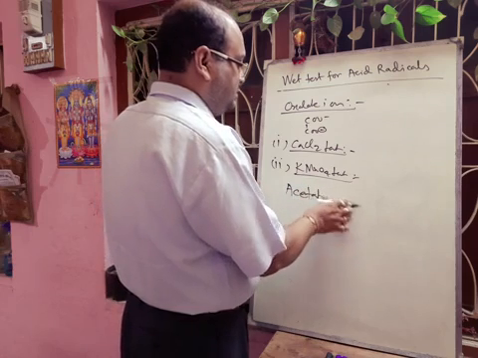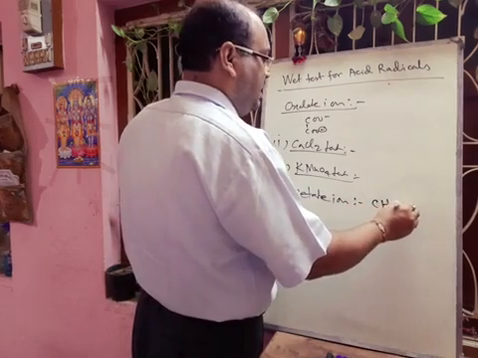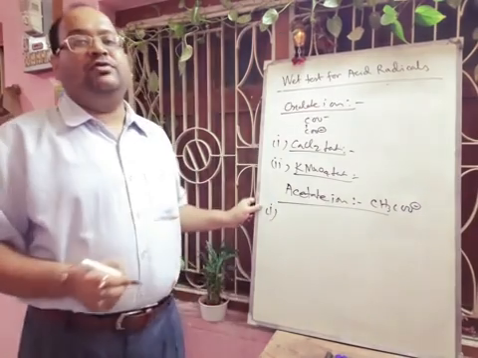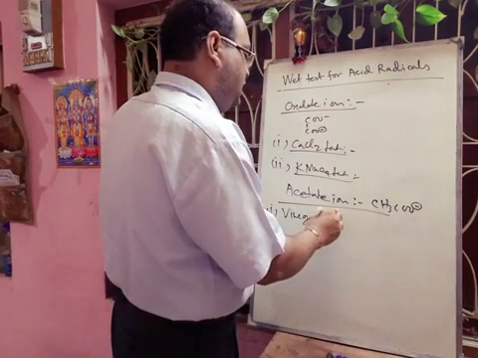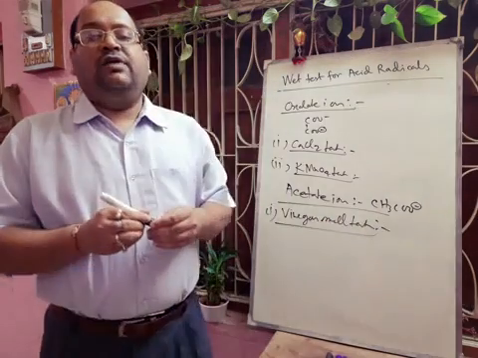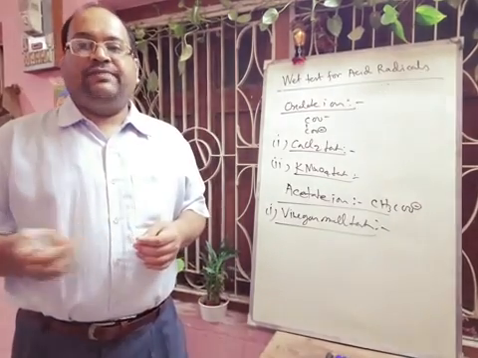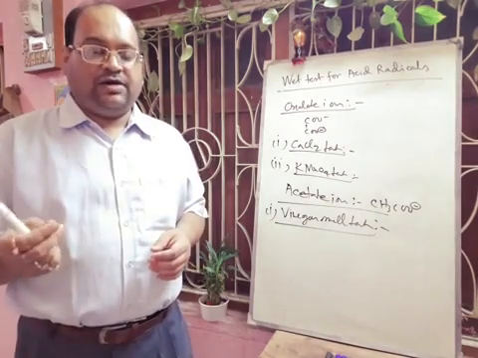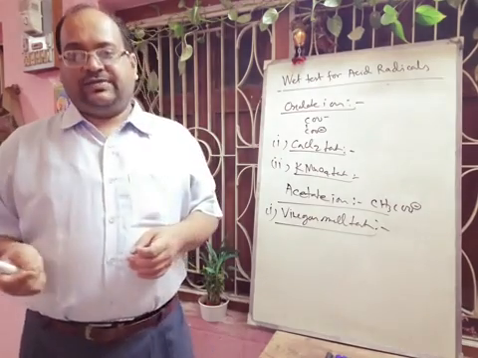Acetate ion, CH3COO⁻. In acetate ion, first we can do the vinegar smell test. In this test, we take the sample and mix an equal amount of oxalic acid and a few drops of water. We rub this paste with our fingers and then take the smell, and here you will get a vinegar-like smell.